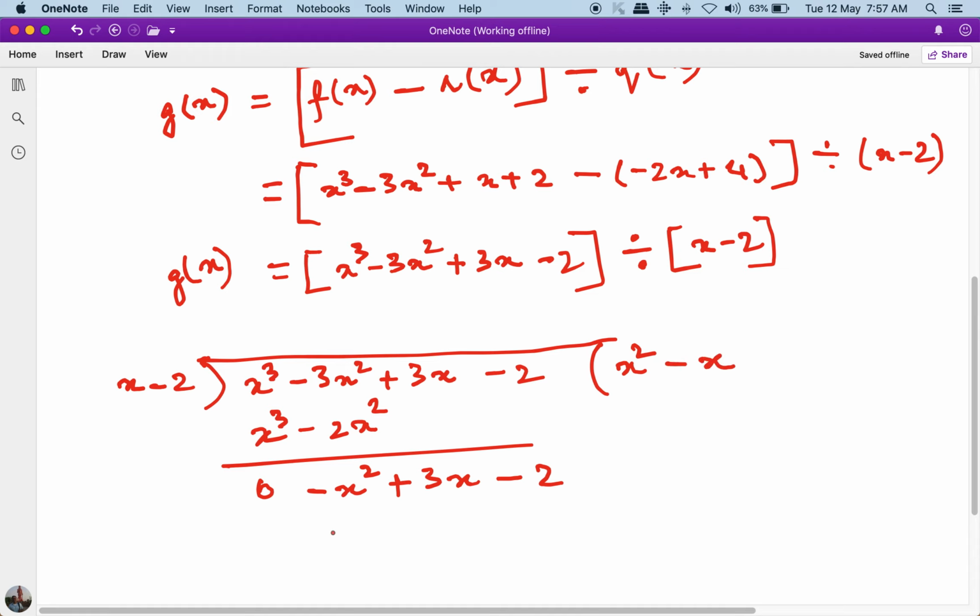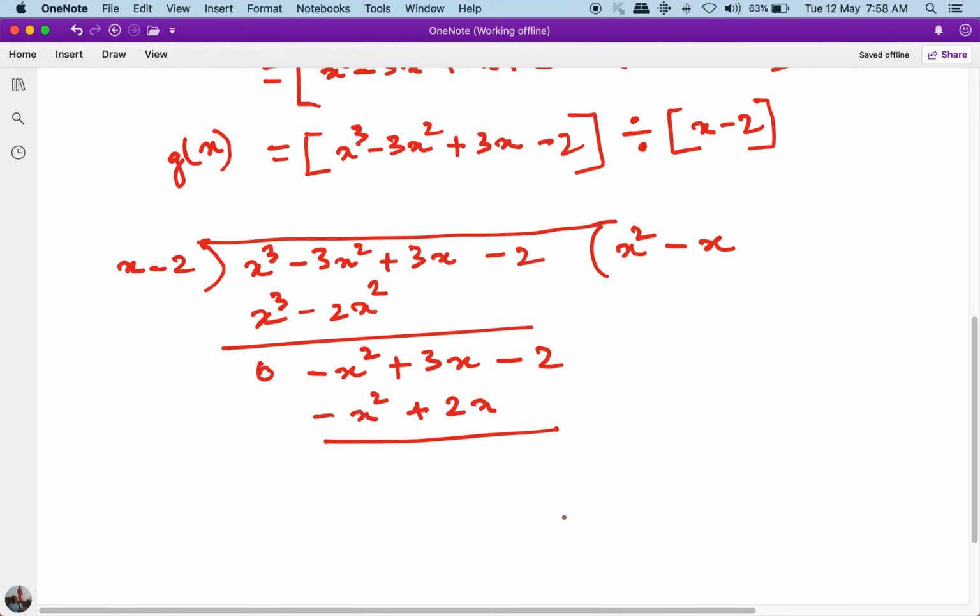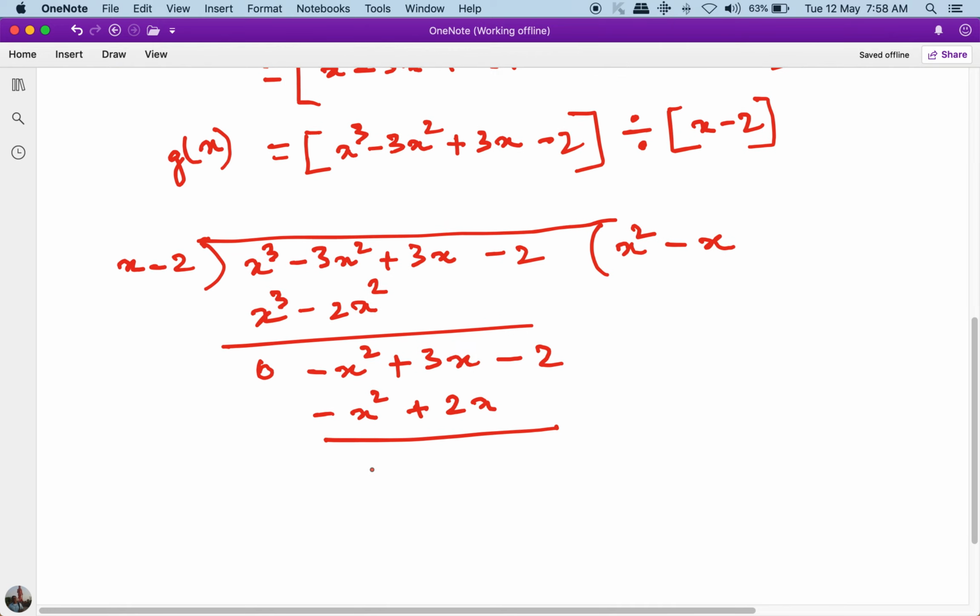Now I'll do a minus of x. Multiply this by minus x, so this becomes minus x square plus 2x, and what remains is 0 and x minus 2. Now if I do a plus 1, it becomes x minus 2. What I'm left with is 0 here.